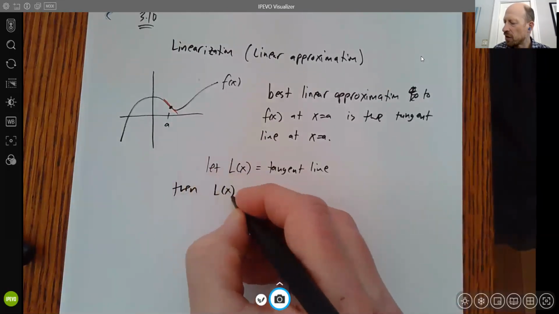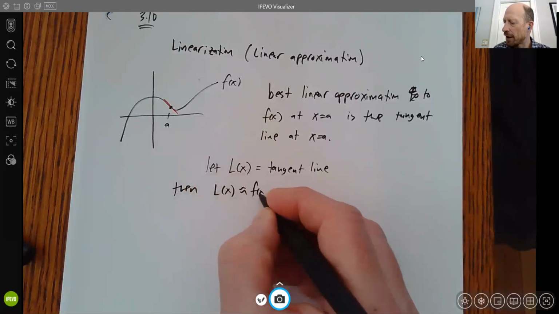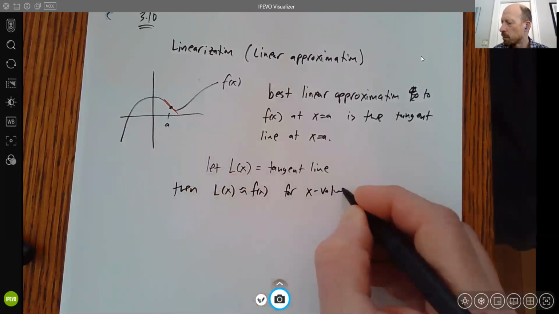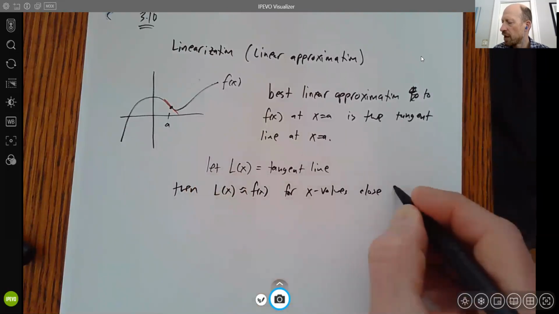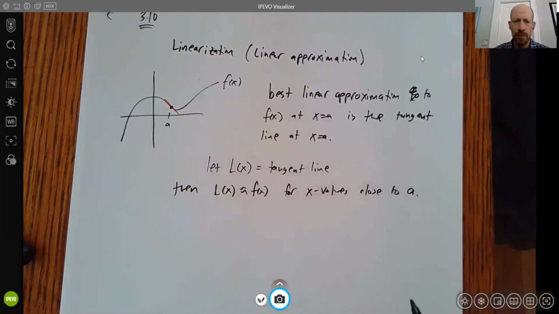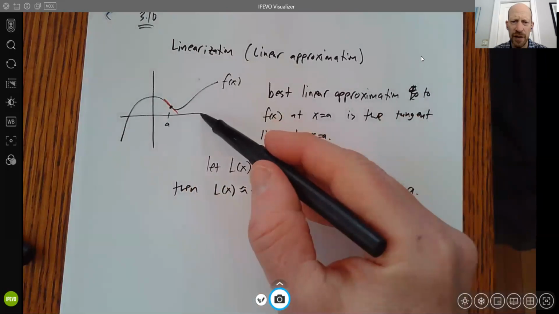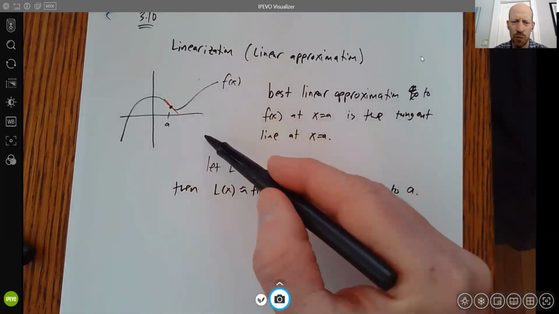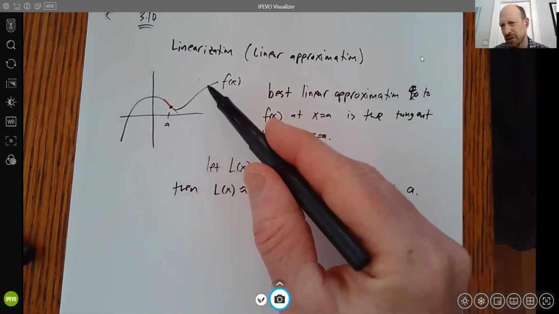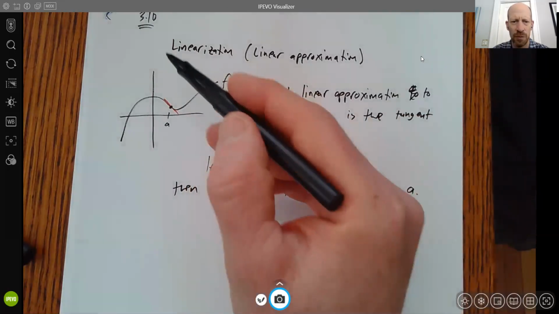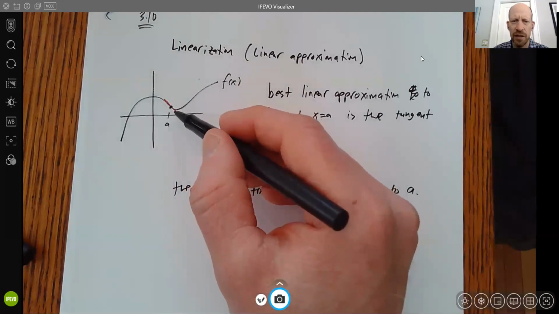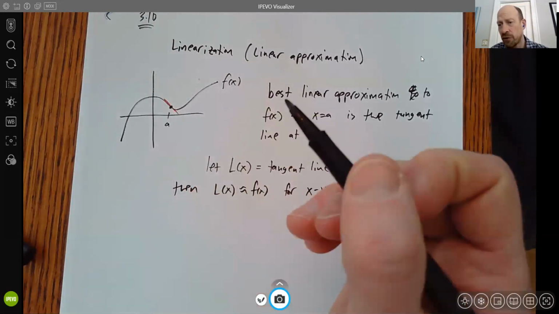Then L of x is approximately f of x for x values close to a. Clearly, if we're looking at x values way out here, the line is going to give me y values that are very different from the function, right? So it doesn't work all over, but as long as we are sufficiently close to a, the line and the function are pretty close to one another.